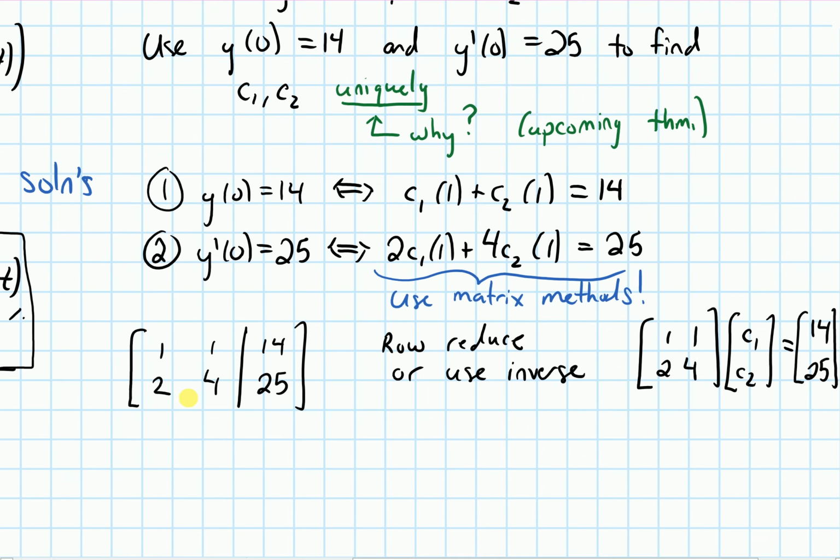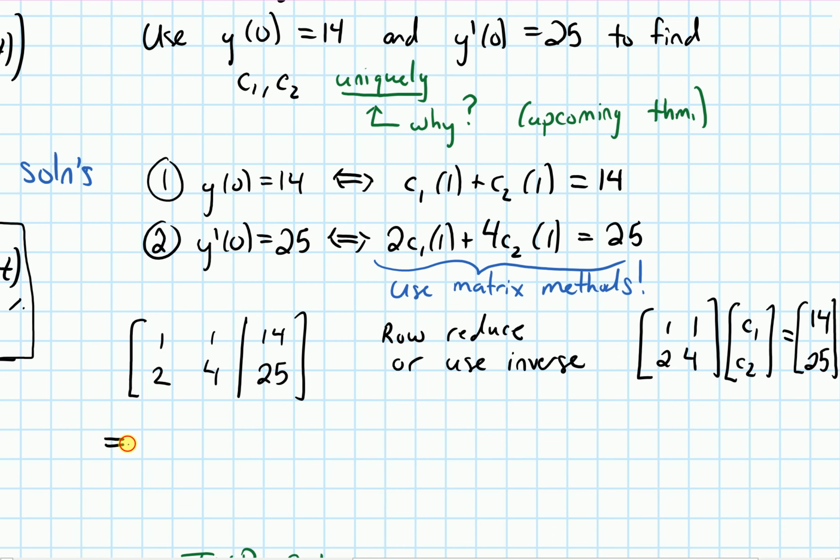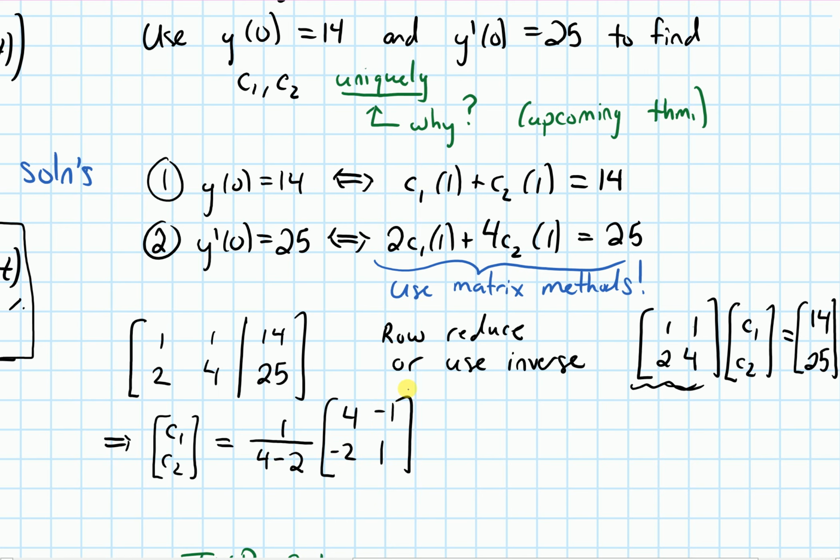Okay, so now let's go ahead and use the inverse. All right, so if we multiply on the left by the inverse of this matrix, we'll be left with c1, c2 on the left-hand side. And this will be equal to, so now what's the inverse of this matrix? It's 1 over the determinant, which would be 4 minus 2. And then for 2 by 2, we switch the roles of the a and the d, so the 4 and the 1 switch, and the other two numbers switch signs. So I'd have -1 and -2. And that would multiply the vector that we have, 14, 25.